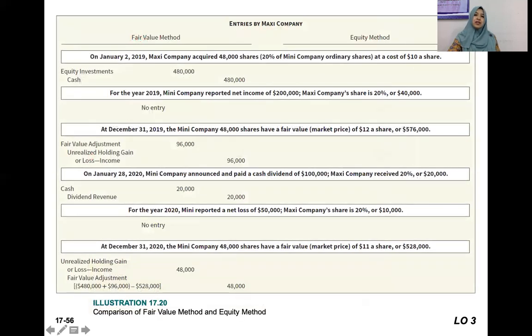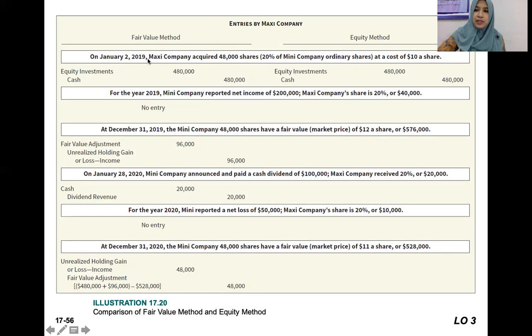Okay. Now we compare the fair value and equity method. On the acquisition date, the same value will be reported under both methods, because we recognize the cost as the purchase price. Let's say at the end of the year, the investee, which is Mini company, reports a net income of 200,000, and Maxi company, the investor's share, is 20%. So the share of this net income for the investor is 40,000.